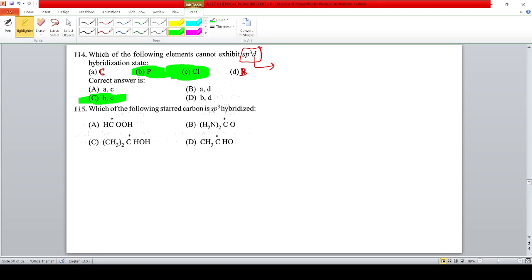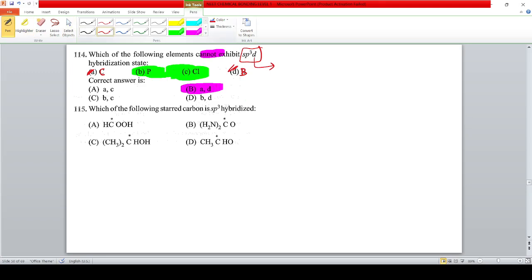So they are asking which cannot, which means it is not option C. A cannot exhibit and D cannot exhibit. So the answer is option B. A and D cannot exhibit sp3d.